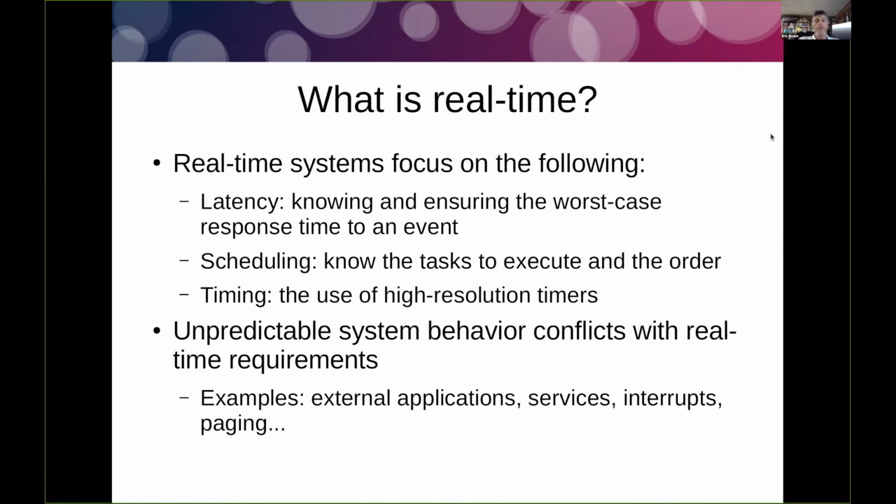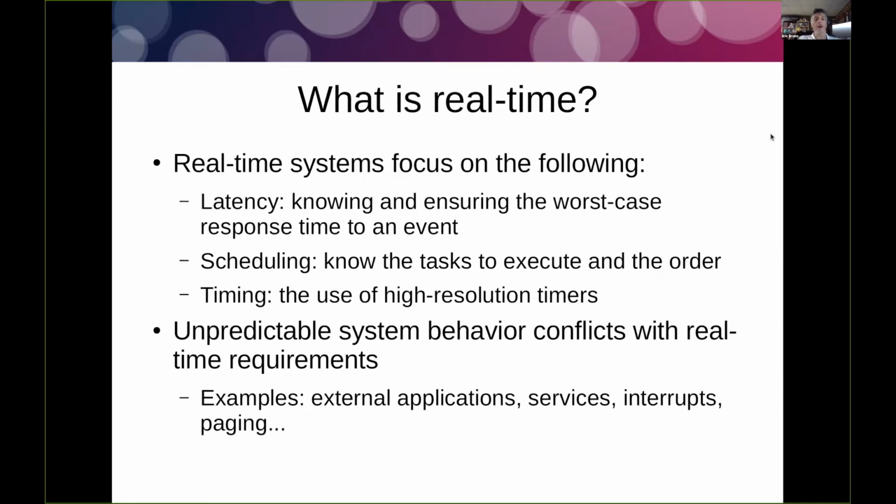So real-time systems focus on latency, knowing and ensuring the worst case response time to an event. That's what it comes down to, worst case, and not looking at the average. That's very important. Average will cover up your worst case, your out of bounds, latent responses. It's also about scheduling tasks in a specific order. If your system supports priorities, so you can set your thread priorities a certain way, you should know that your threads are going to be scheduled strictly according to their priorities.